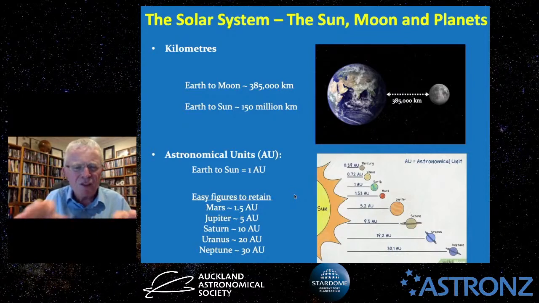They say, oh, what's roughly the orbit of, say, Saturn? You think, well, that's 10 AU. AU is 150 million kilometres, so you multiply that by 10.